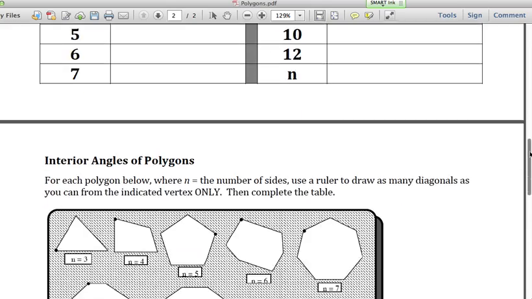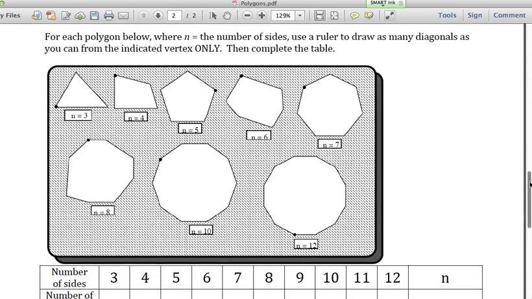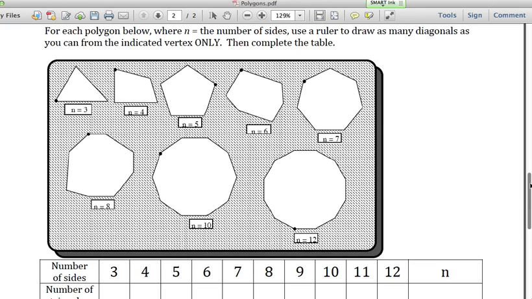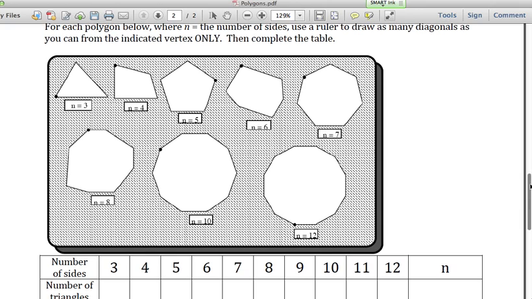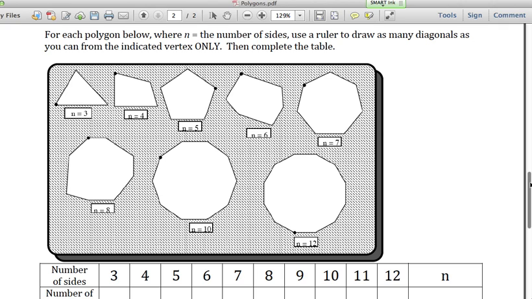All right, now we're going to the back side here, and what we have are a couple of explorations that I will sort of start for you, and then I'll ask you to do some of the work on your own when you pause the video. If you look at the instructions there, it says n is the number of sides, and use a ruler to draw as many diagonals as you can from the indicated vertex only. In other words, please don't, on this pentagon, draw in every single possible diagonal so that you make a really cute star. That's not the point of this one.